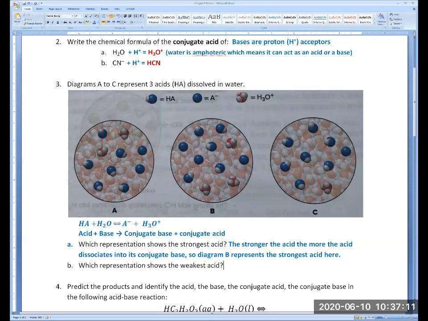And so the weakest, which one is the weakest then? Diagram A, B, or C? Tell me the weakest acid.